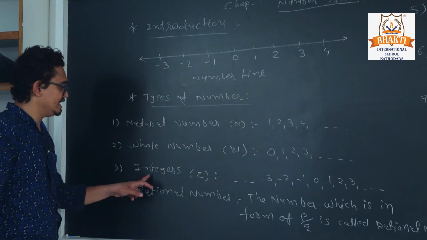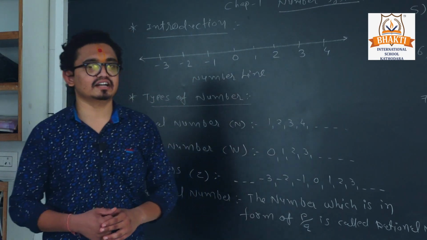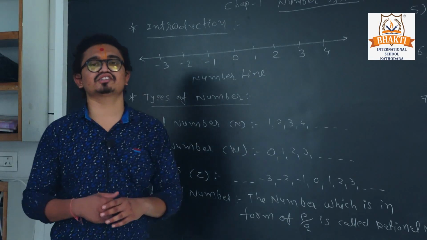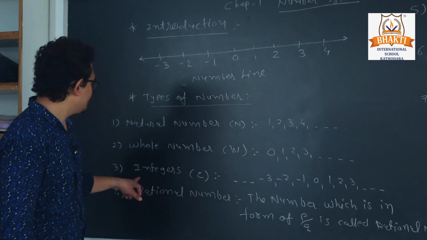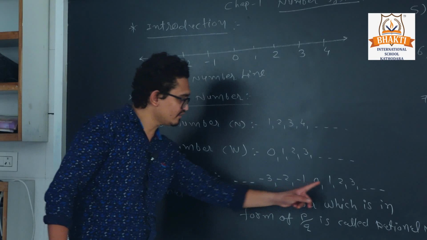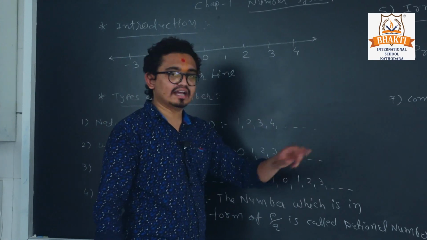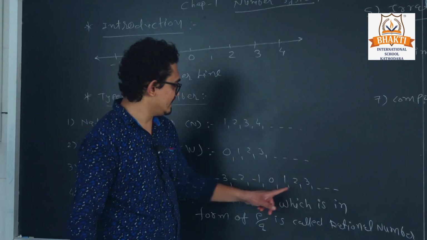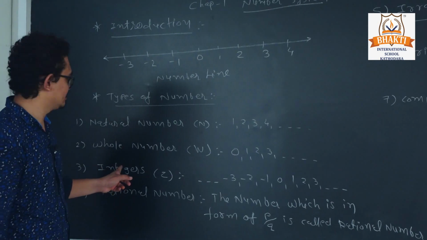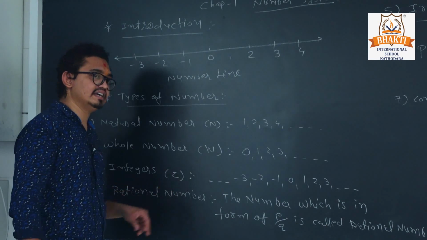Third is called integers. In standard 6 and 7 you studied different properties of integers like addition, subtraction, multiplication and division, so you are familiar with integers. We have two types of integers: 0, 1, 2, 3, 4 are called positive integers, and -1, -2, -3 are called negative integers.